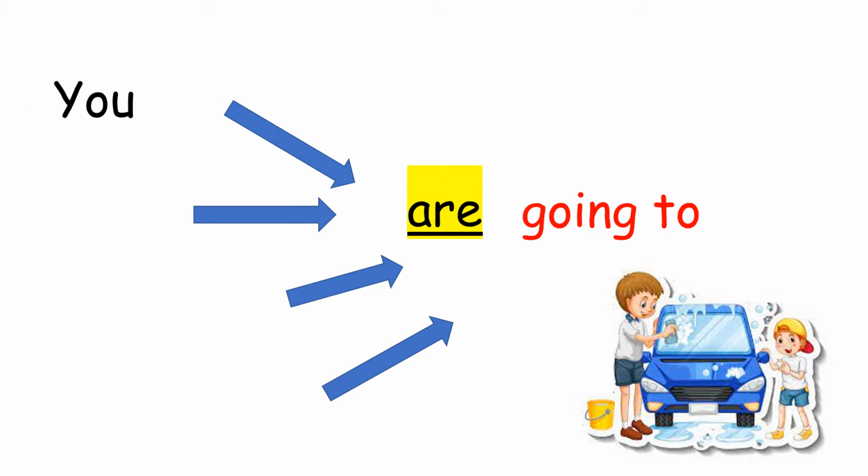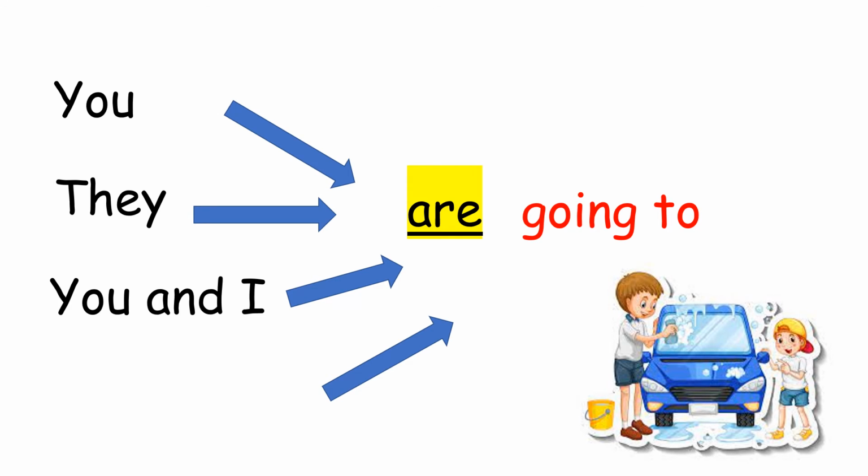We use are if our subject is you, they, you and I, and plural nouns. So for example, you are going to clean the car tonight. They are going to clean the car next week. You and I are going to clean the car on Sunday. The children are going to clean the car later on.